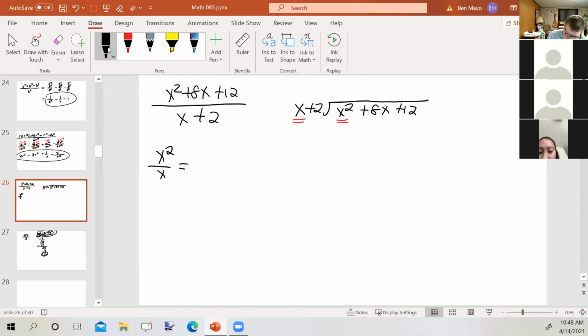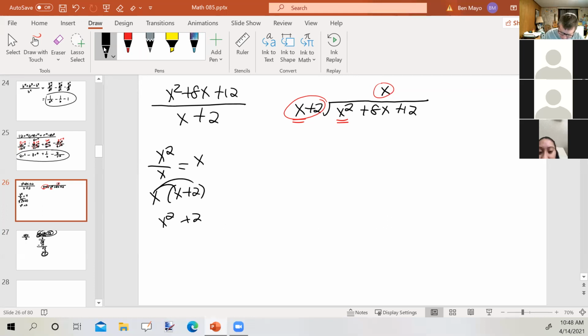x squared divided by x would be what? x, right? So I'm going to take that and put it up here in the x column. Then I'm going to take this x times the divisor. So x times x plus 2, which gives me x squared plus 2x. You still with me?